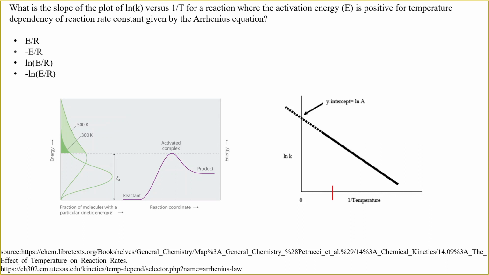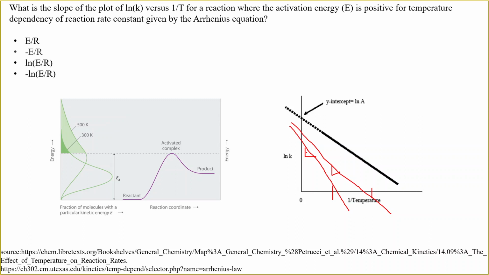So 1 by 500 will be present here and 1 by 300 will be present here. The reaction slope will be something like this for the 1 by 500 one, and for 1 by 300 it will be something like that. The slope will be much gentler than the one at 500 Kelvin. And this one will give us the activation energy by the gas constant slope. This slope is related in that manner.